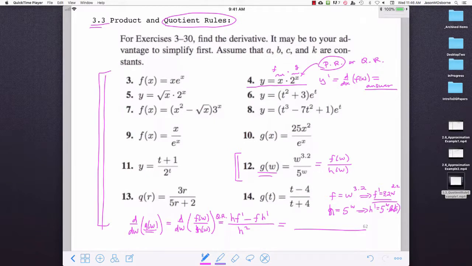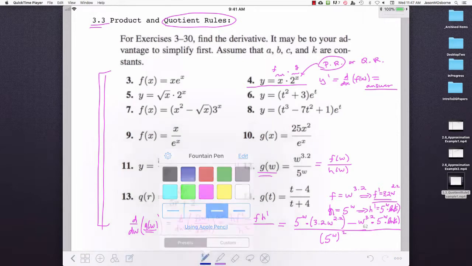Okay, so the answer here for the quotient rule would be lower function h, which is 5 to the w, times f prime, 3.2 w to the 2.2, minus the function f, which is the upper function, w to the 3.2, times 5 to the w times the logarithm of 5, divided by the lower function, 5 to the w squared. Okay, and that would be one way you could leave your answer unless the question says to simplify more.